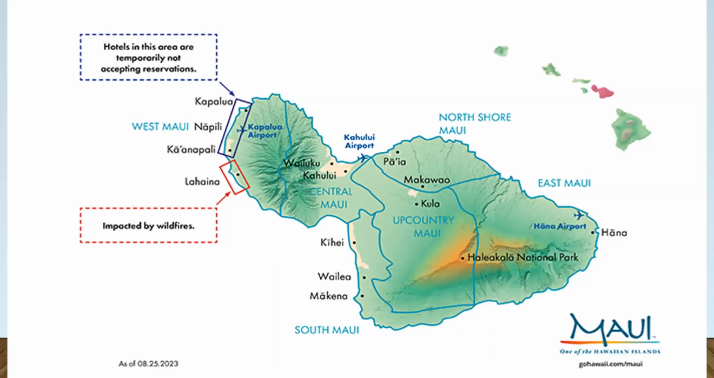The area impacted by wildfires really is Lahaina. That's really where it was fully impacted. So it gives you an idea of where everything is. Kihei, Wailea, Makena, Pa'ia, Makawao. I know they're very strange names, and Hana. Those are all ones that we are going to go through today of where you could send your clients, because it doesn't always have to be the Kapalua, Napili, Kaanapali, and Lahaina area.